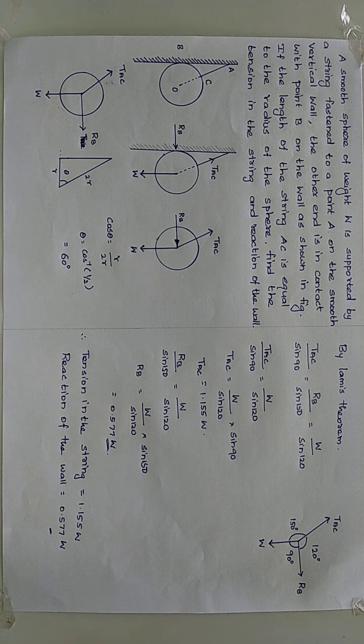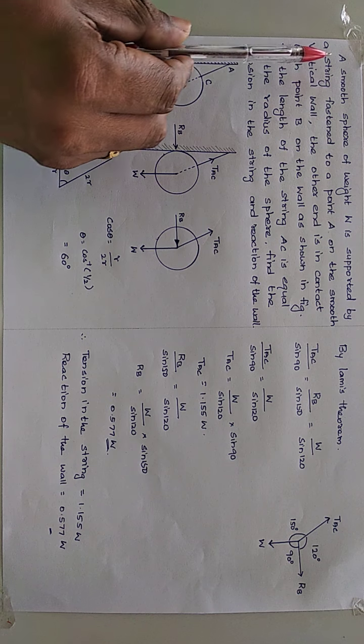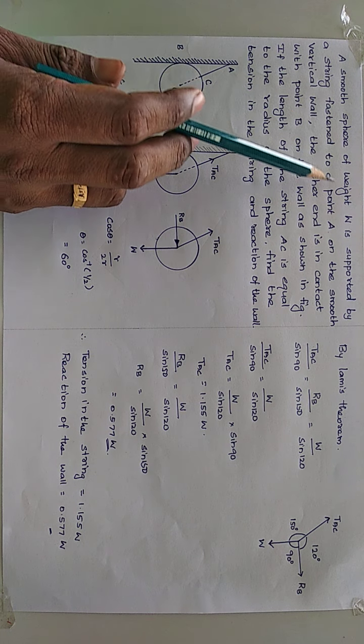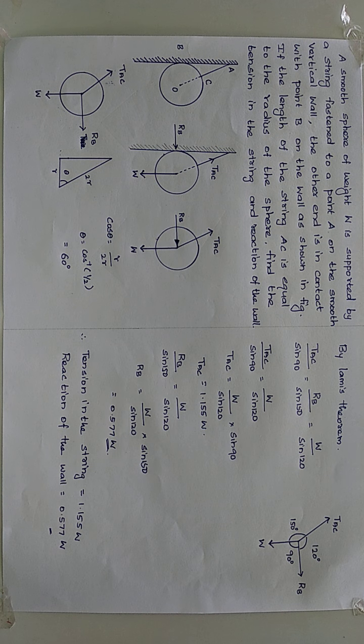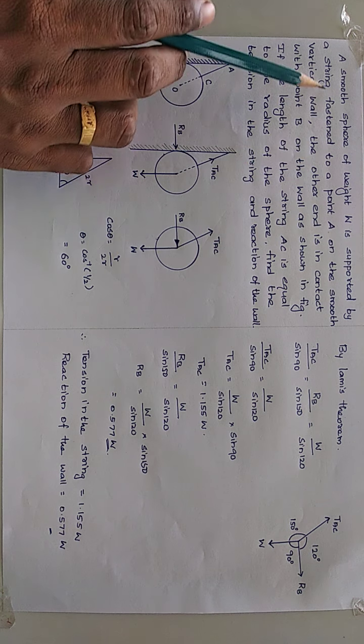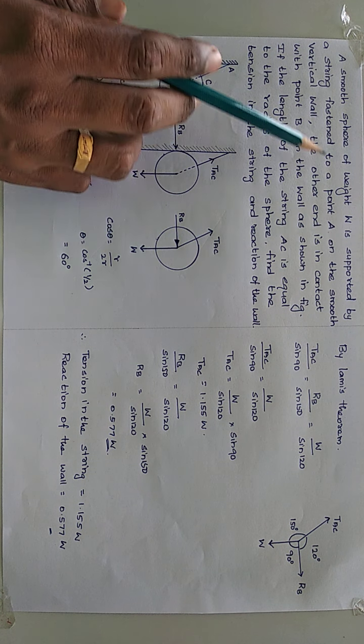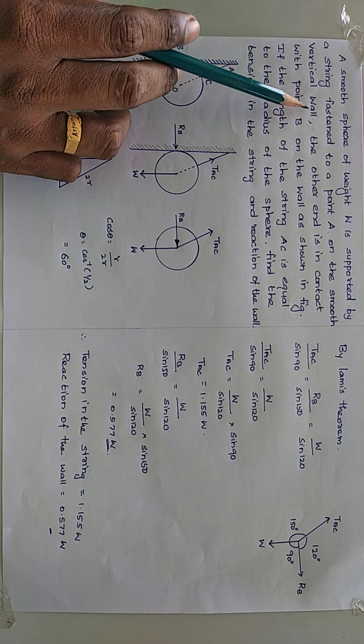Okay, let us solve another problem. Here this problem also we can solve by using Lami's theorem. So let's read the problem. A smooth sphere of weight W. Weight is not given numerically in the question. Weight W is supported by a string fastened to a point A on the smooth vertical wall.